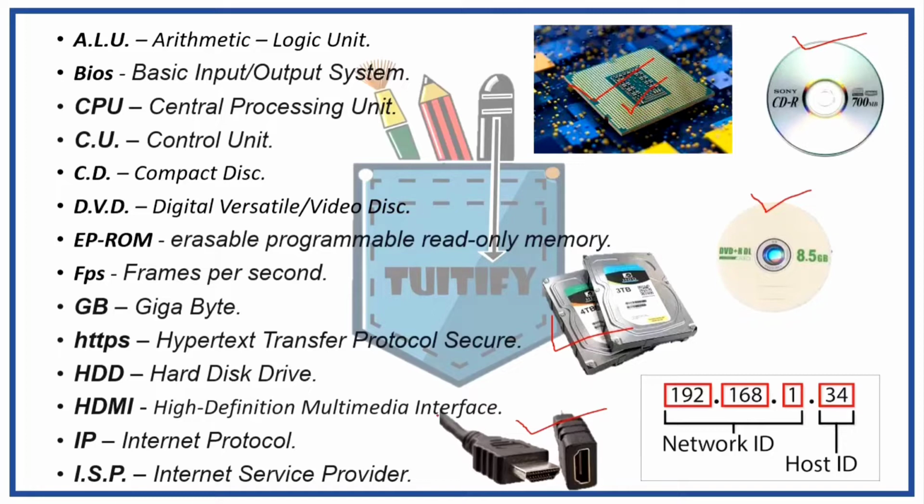One of the most frequently used words in this era of internet dependency is IP, which is Internet Protocol. Internet Protocol is a unique address that identifies a device on the internet or a local network. An IP looks like this. It has a network ID and a host ID. So it is just a set of rules governing the format of data sent via the internet or local network. You can check your IP address by typing my IP address in your browser.